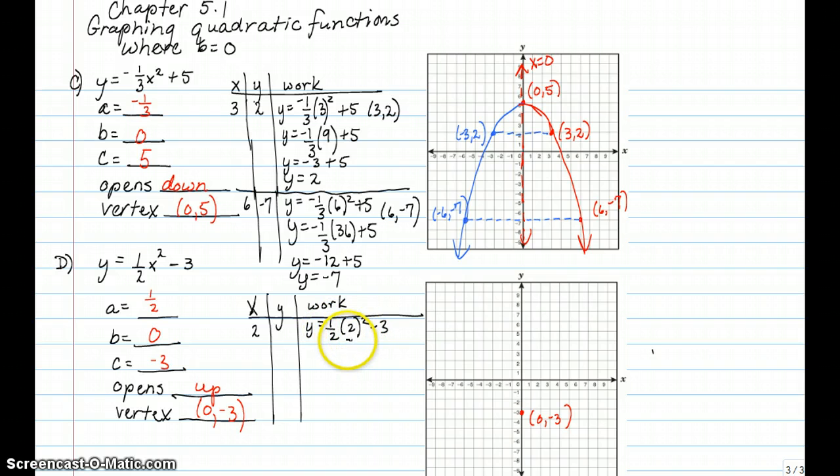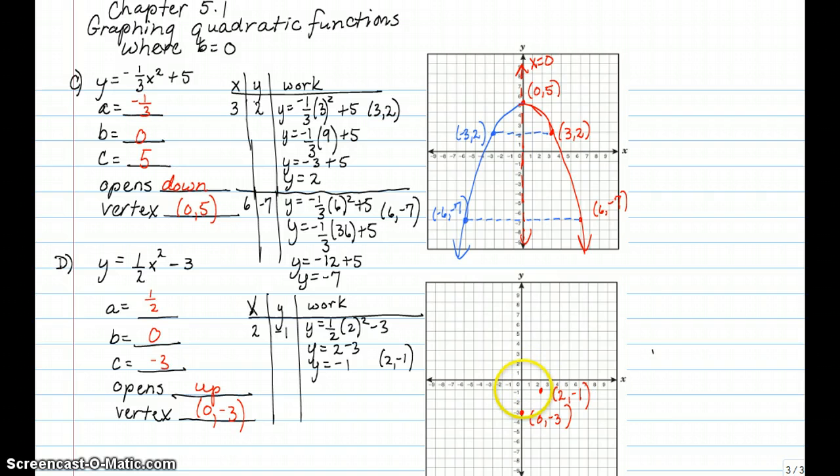2 squared is 4. Taking a half is like dividing by 2, so 4 divided by 2 is 2, so y equals 2 minus 3. You can use additive inverse if you want, otherwise just -1. So 2, -1 is the ordered pair. Go ahead and plot that. So 2, -1 is our ordered pair. Let's write that, 2, -1. And then we're going to go ahead and reflect that.